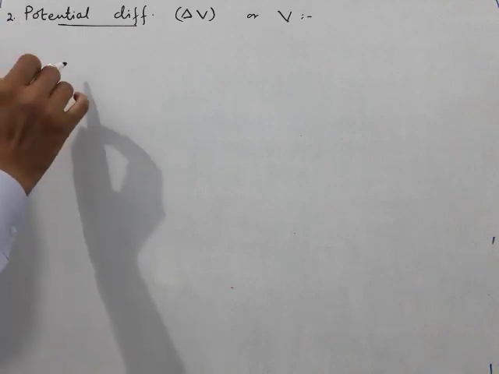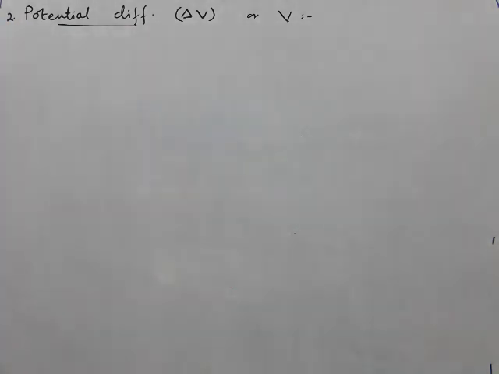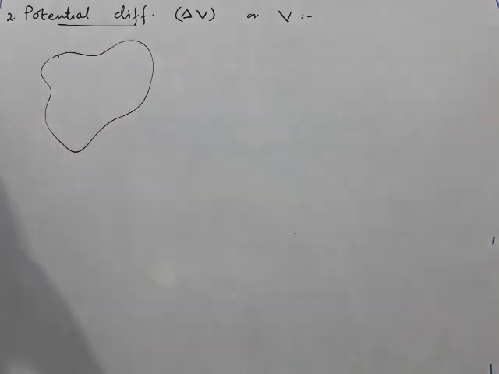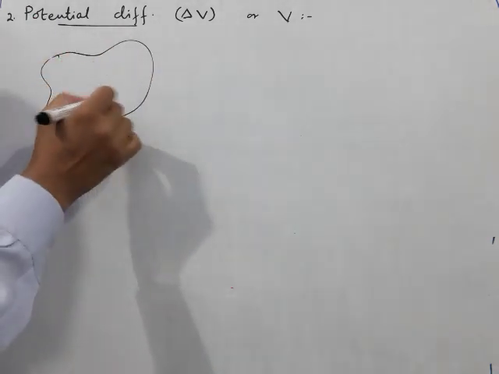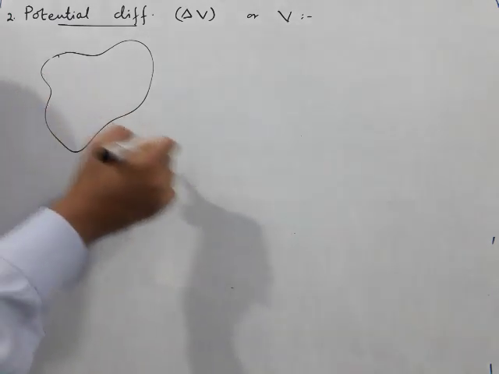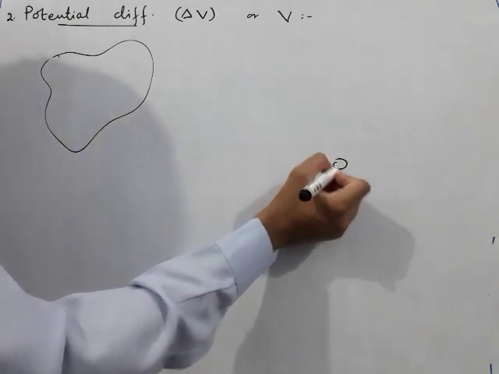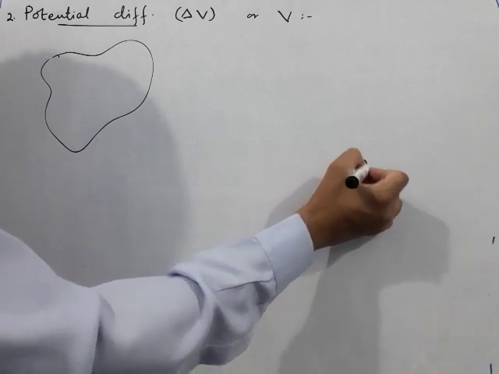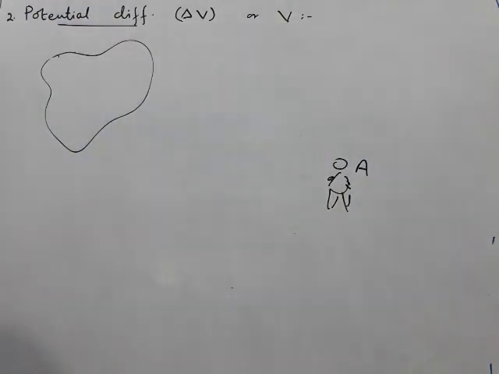At least you know, students, that charges exert force on each other. Suppose there are some charges here. You don't know what kind of charges they are. They may be positive, they may be negative. And there is a person A. Name of this person is A.